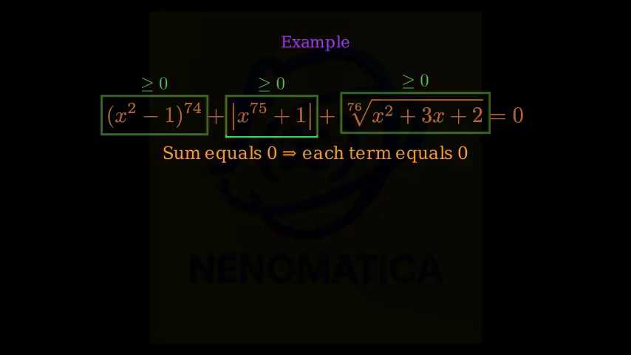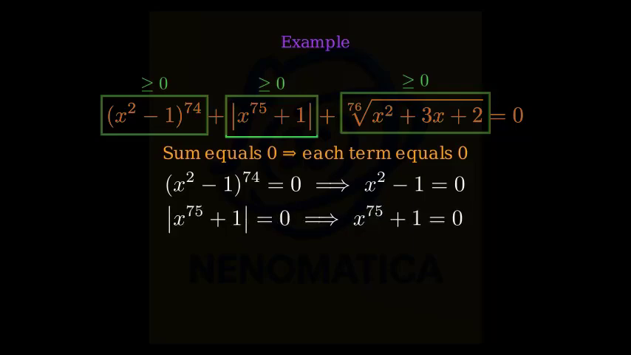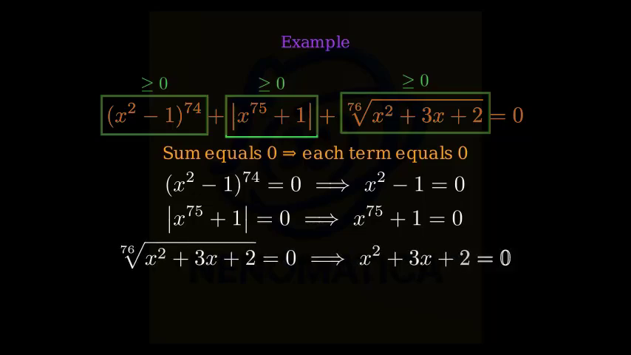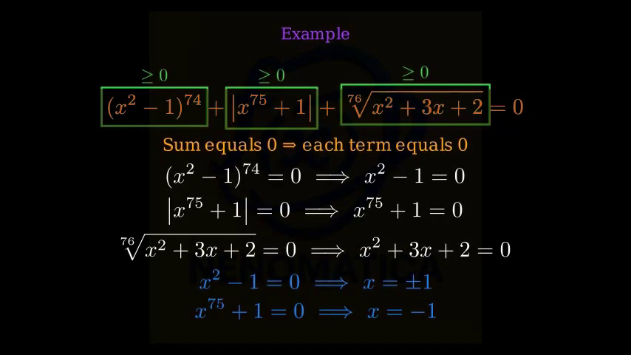So we set each term to 0. First, x squared minus 1 equals 0. Second, the absolute value of x to the 75 plus 1 equals 0, which means the inside must be 0. Third, the 76th root equals 0, which means the radicand equals 0. Now solve each. From x squared minus 1 equals 0, we get x equals plus or minus 1. From x to the 75 plus 1 equals 0, since the exponent is odd, we get x equals negative 1.